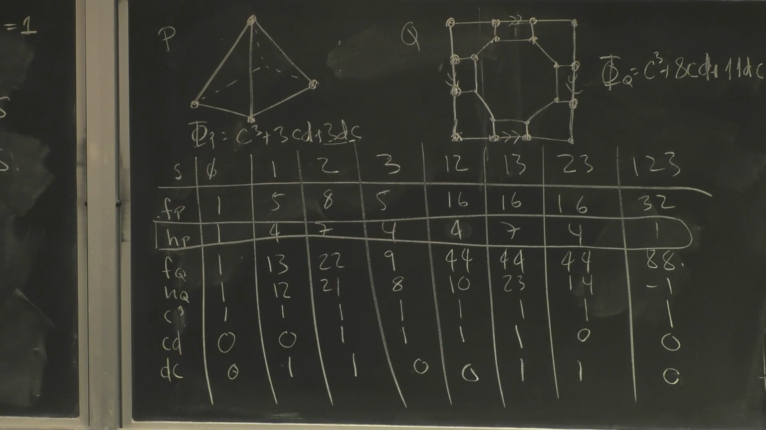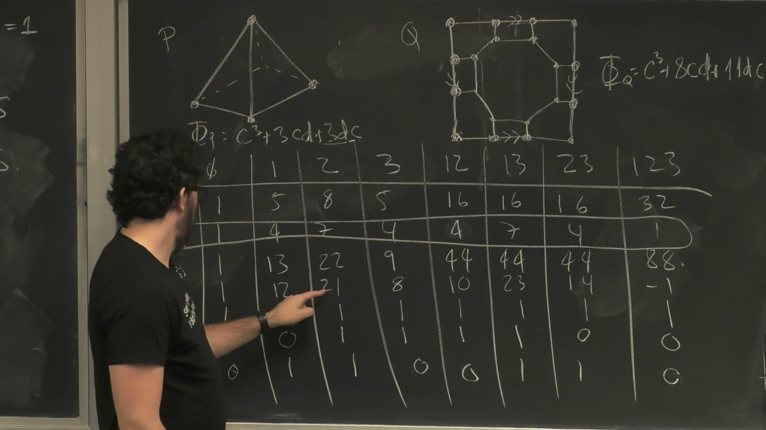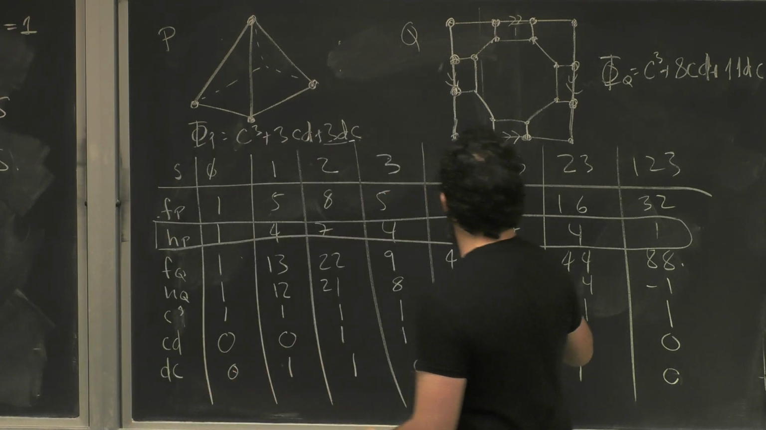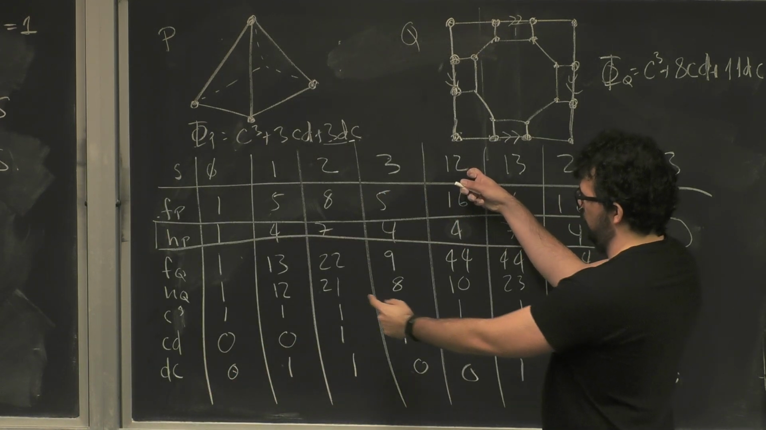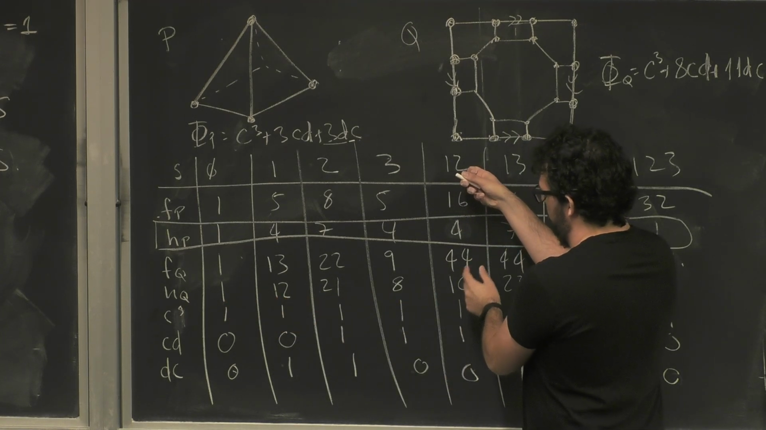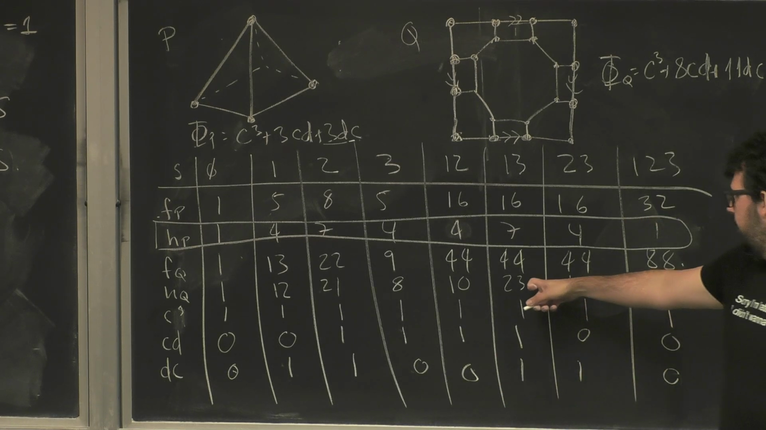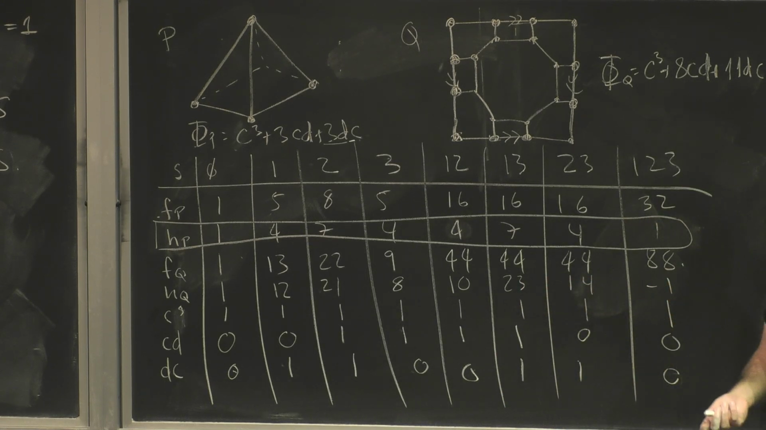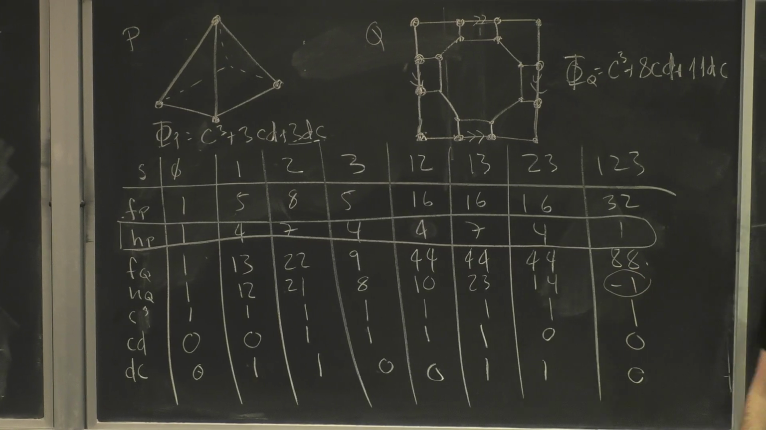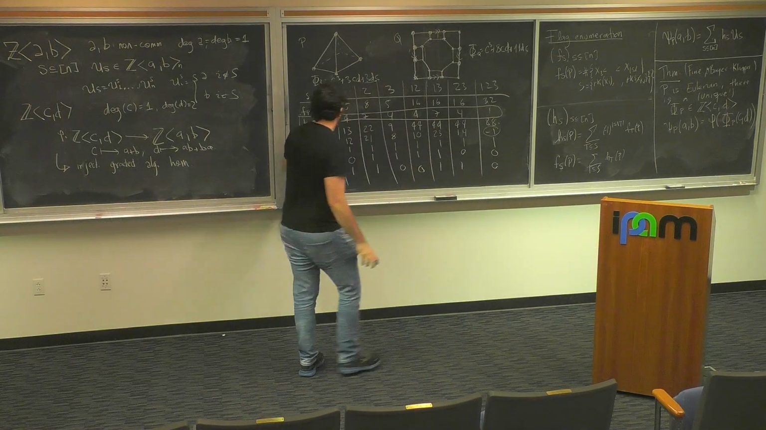And I try to play the same game. I get 1, 12, 21, 8. That's just subtracting 1. But now, for example, if I want to get 1, 2, I have to add 1 plus 12 plus 21 plus something equal to 44, and I get a 10. And here I get a 23, 14 minus 1. And this might be a little bit concerning.